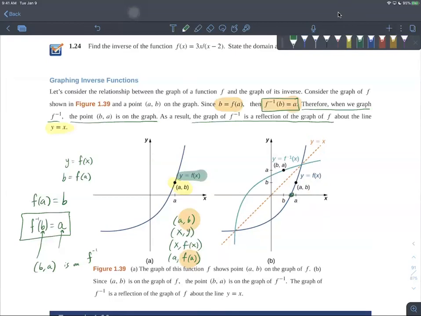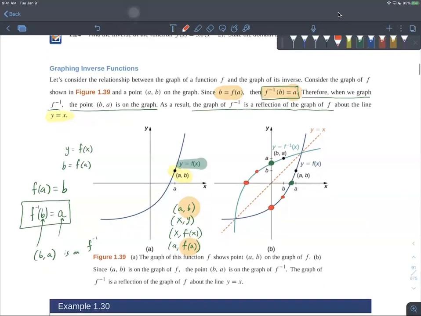It turns out that we can do this for any point. So for this point here, I'll draw it nice and big. You choose a random point on the graph of f, you switch the coordinates, and that is going to be a point on f inverse. If you do it for every single point on f, then you will get all of the points of f inverse. And so this results in these two functions being reflections of each other about the line y equals x.